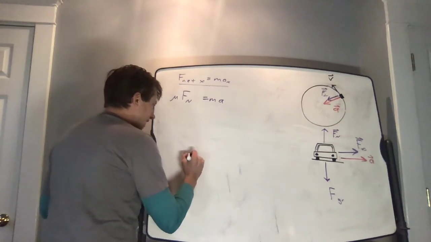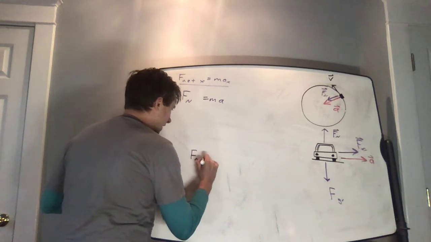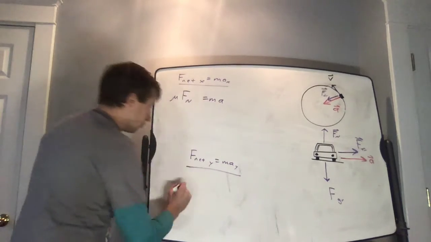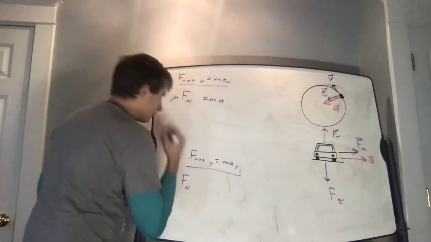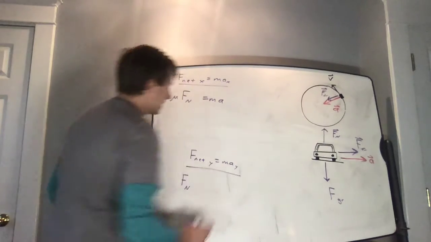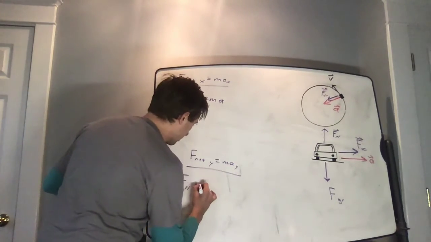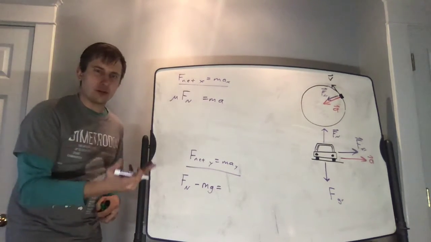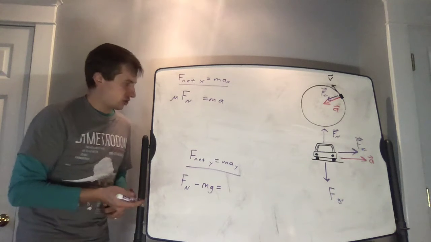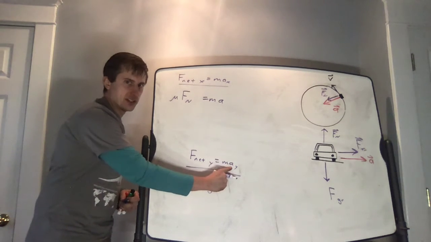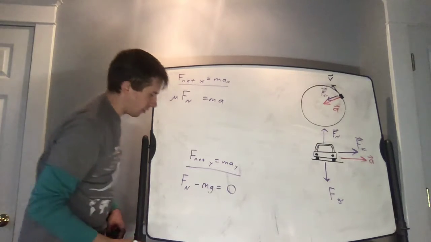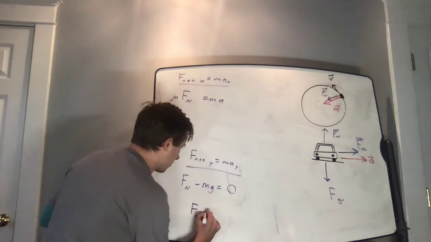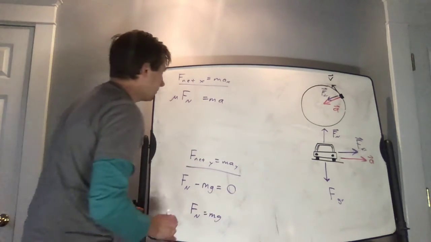If I look at the forces acting on the car in the y direction, I could write F net y equals ma y. Now I have the normal force pointing in the vertically upward direction. Gravity is pulling the car downward with a strength mg. And the car is not accelerating in the vertical direction at all, so ay is just going to be equal to 0. From this equation, I find the normal force acting on the car in this scenario is equal to mg.